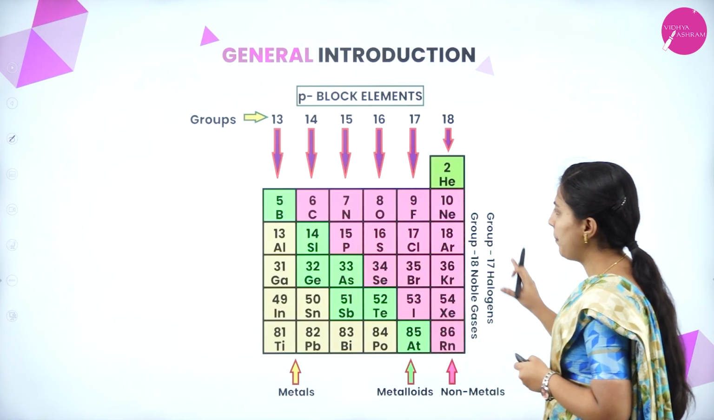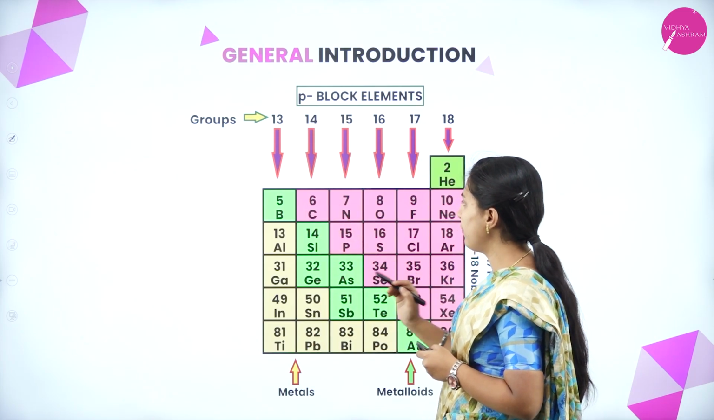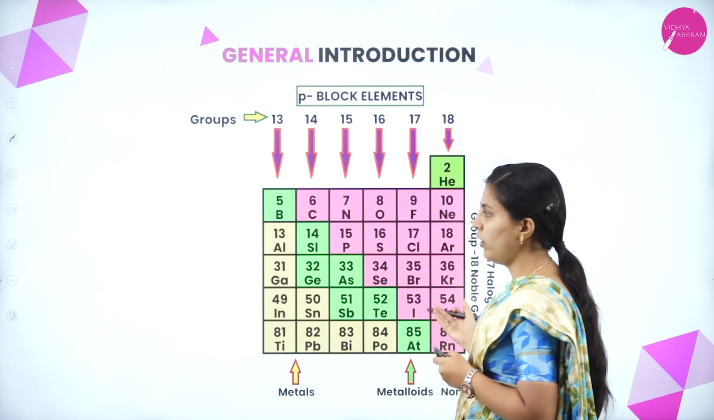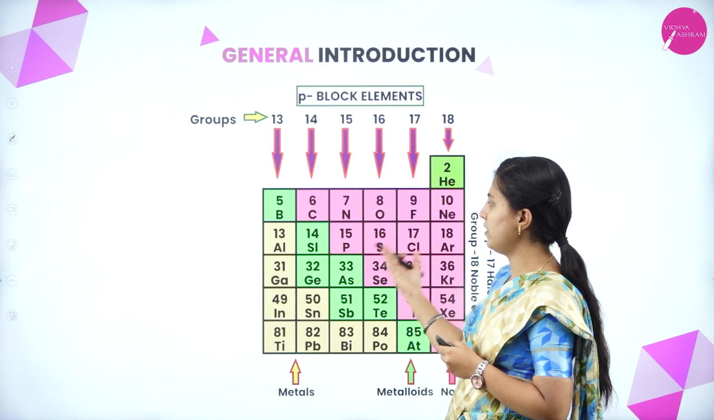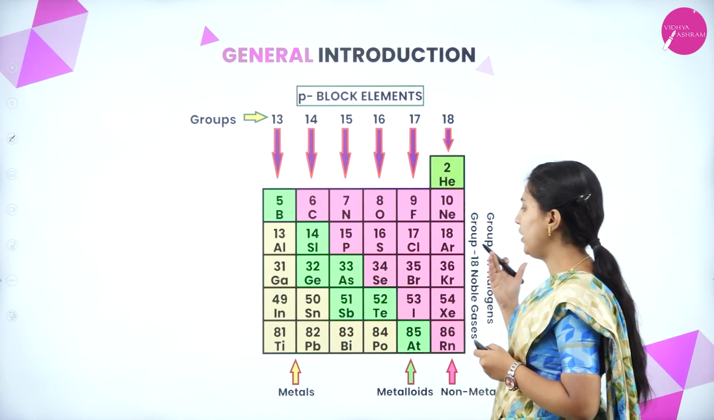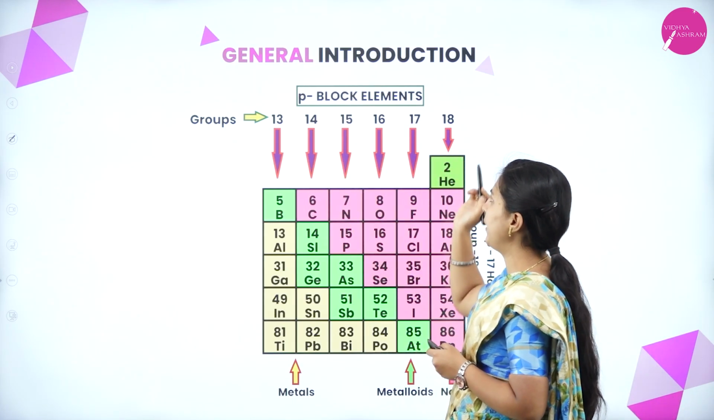This is the overall p block elements. See here, this is the boron family, this is the carbon family, this is nitrogen, this is oxygen, fluorine, and this is the overall noble gases. This is halogens, this is chalcogens, this is pnictogens. Okay, here metals, metalloids and non-metals also you can observe from group 13 to group 18.